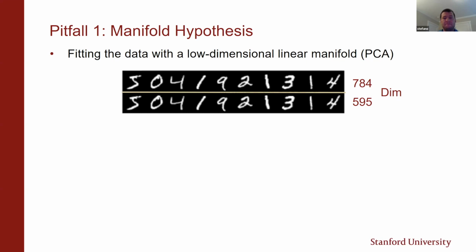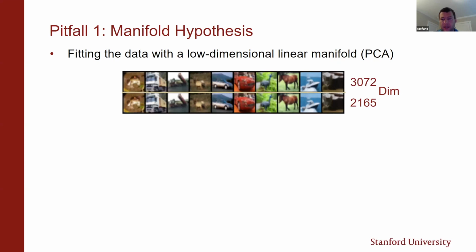And similarly for CIFAR, the original images are like 3000 dimensional. If you take a projection onto 2000 dimensions, there is no difference, at least that I can perceive. And so this supports the notion that, approximately, these data sets do lie on some kind of low dimensional manifold, probably much lower dimensional than this, because this is just looking at linear manifolds. In practice, the effective dimensionality is probably much lower than this.